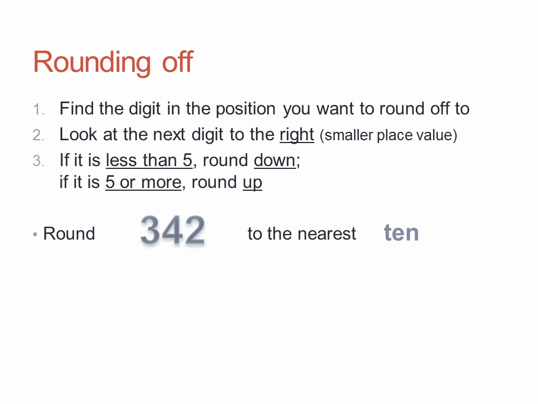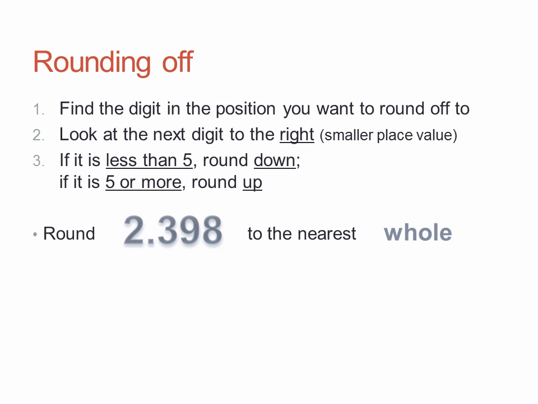Round 342 to the nearest 10. First, find the digit in the tens column, the 4. Look at the digit on the right. It's a 2. That's less than 5, so we'll round down. Leave the 4 as is. 340.